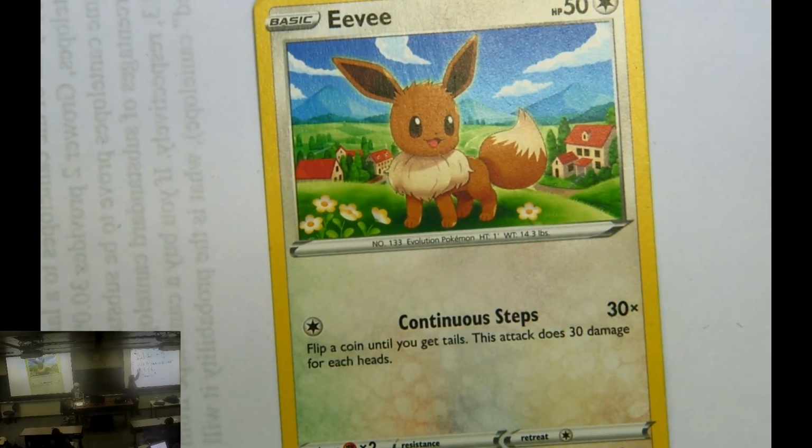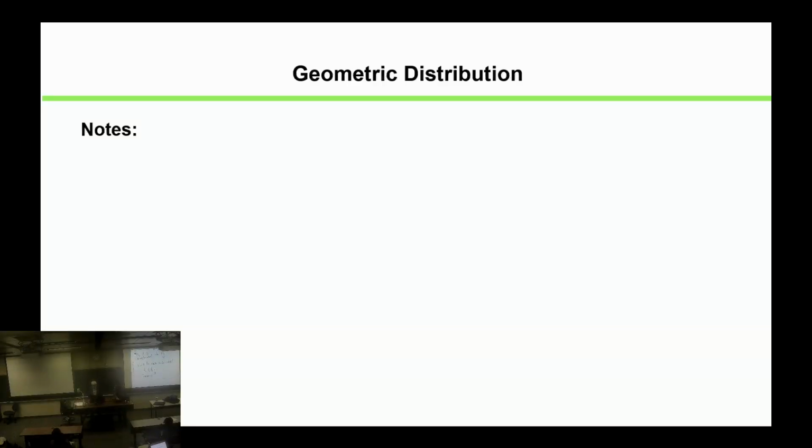That was where the probabilities came from. And this is a geometric random variable. We have a nice little slide here telling you more about a geometric random variable.